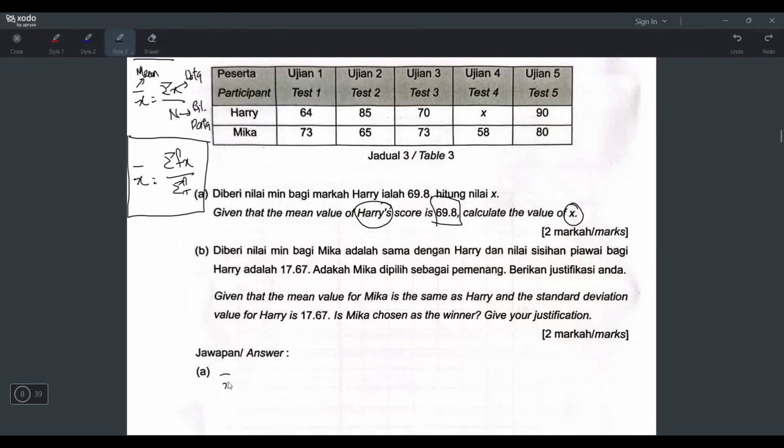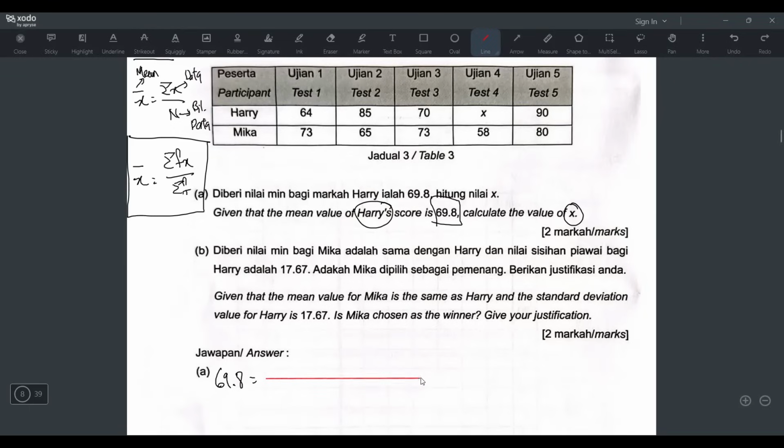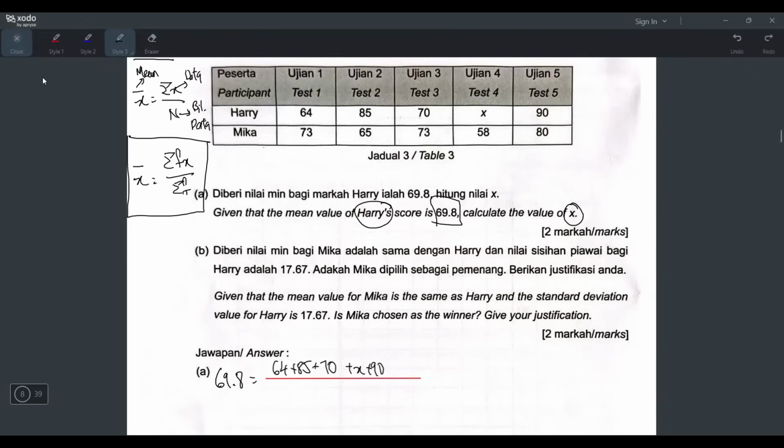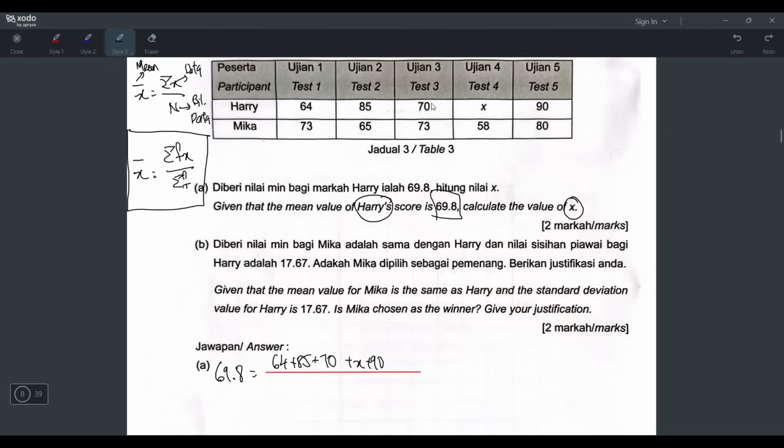So I will write here mean equals the formula. But actually we already know the mean, 69.8. So it becomes 69.8 equals, and then I draw a line, and on this line I write the mean formula. On top, we sum up the data. The data is the marks. So the total marks on top: 64 plus 85 plus 70 plus x plus 90. But sir, there is no x. It's okay, you have the answer, you can substitute it later. And then over the number of data, which is the number of marks.